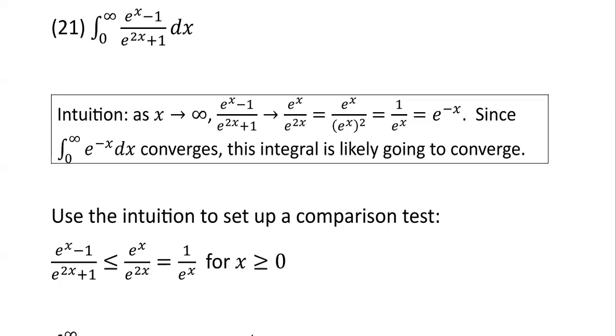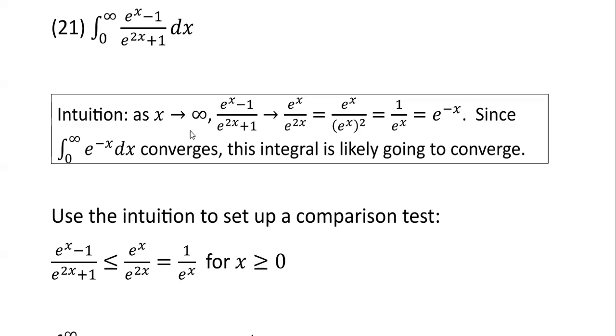All right, number 21, integral from 0 to infinity, e to the x minus 1 over e to 2x plus 1 dx. This is an improper integral because this upper limit is infinite. Okay, we don't have any domain restriction on this guy. Okay, let's have some intuition.